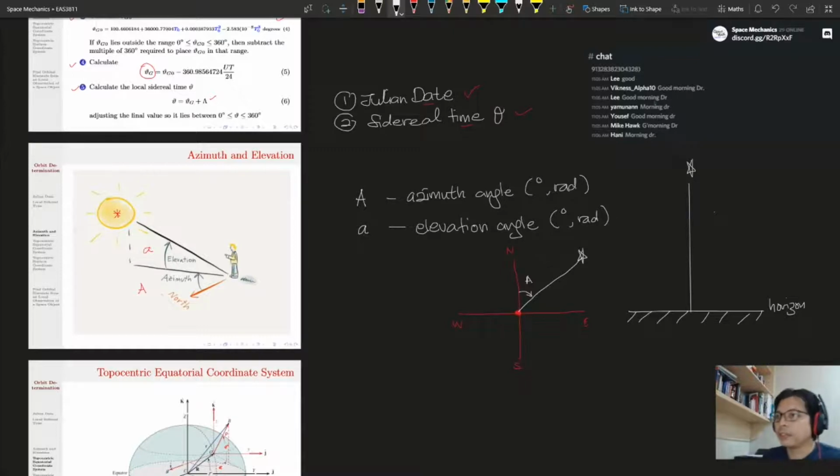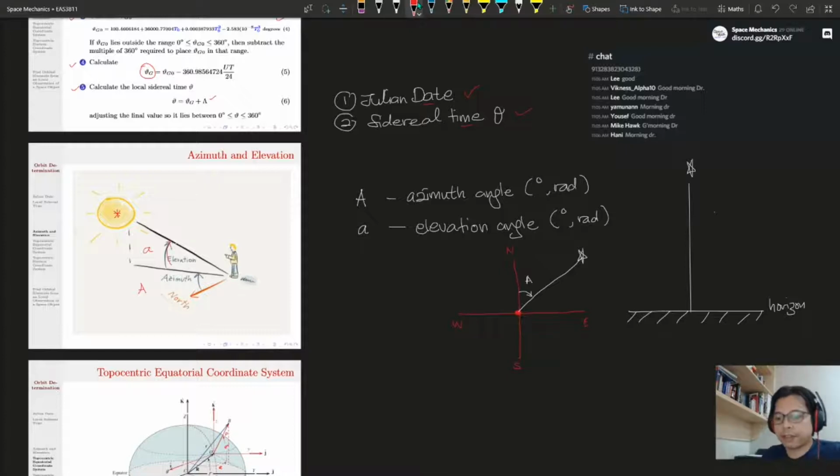So if you see something in the sky, you need to tell me two things. One is the azimuth angle, the angular distance: you know where the north is, and then you calculate the angular distance. And then from the ground up, that is the elevation angle.